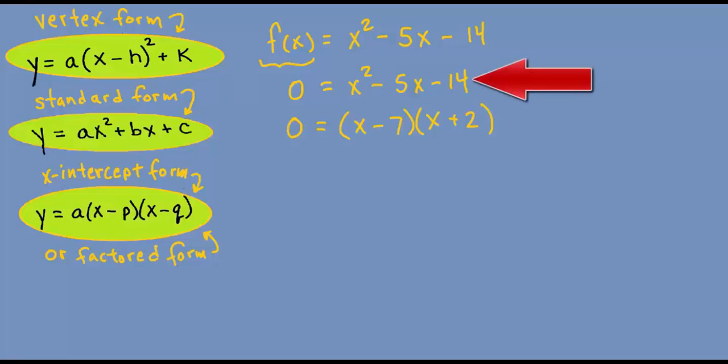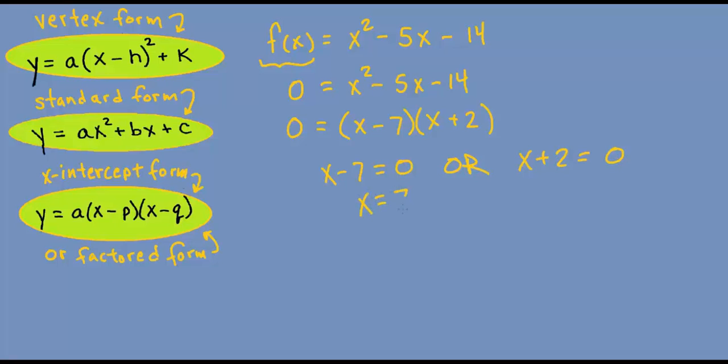When we're adding up things to get 0, it's tricky. But if we multiply two things to get 0, we know that one of those two things has to be 0. That's why we factored this. So either x minus 7 equals 0, or x plus 2 equals 0. Now we have two simple equations, x equals 7, or x equals negative 2.